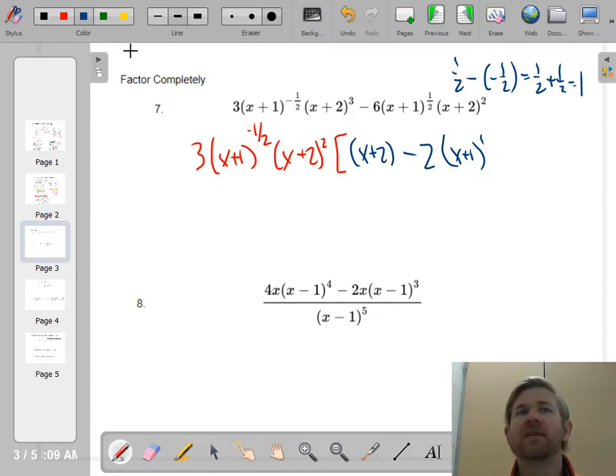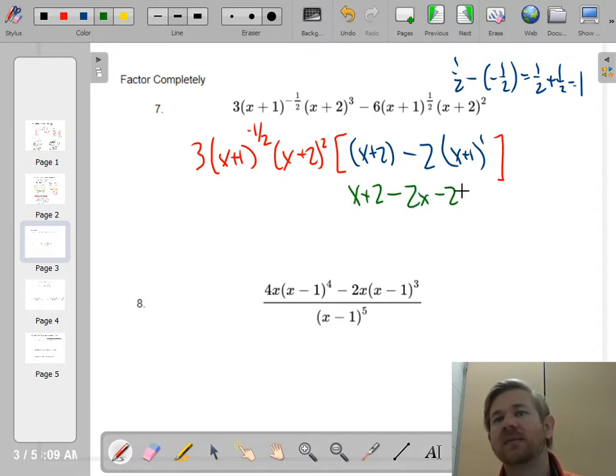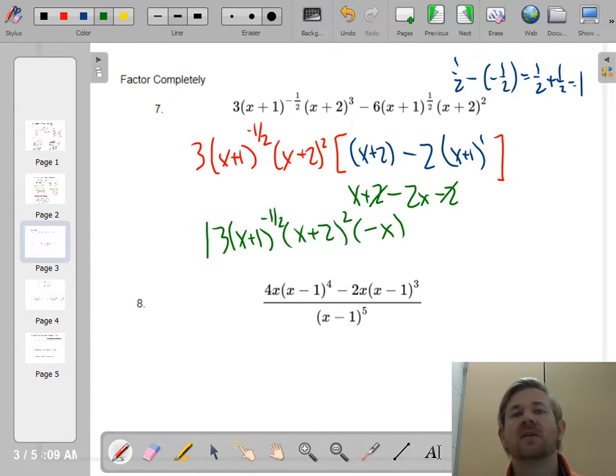We already factored out both the x plus 2's, so we're good there. All we need to do is simplify the inside. x plus 2 minus 2x minus 2, I'm just distributing. And x minus 2x is negative x. Oh, the 2's cancel out. That's cool, I guess. So the only thing left on the inside is negative x. And then our GCF is still x plus 1 to the negative 1/2, x plus 2 squared. So there you go.